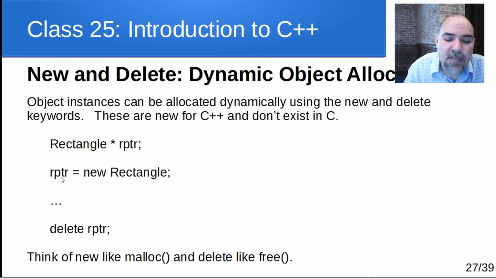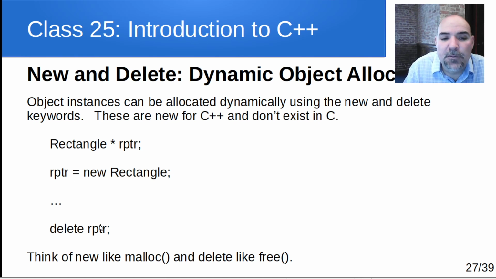And it'll set this address equal to that new one. You can also use this to make arrays of objects. So you could say new rectangle, square bracket 100 there, and it'll create a new block of 100 rectangles and set this pointer equal to that. And when we're done using that and we want to free it, we can just say, hey, delete that rectangle that was created up there.